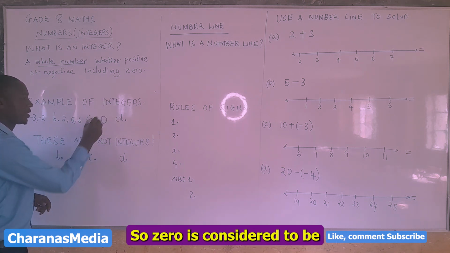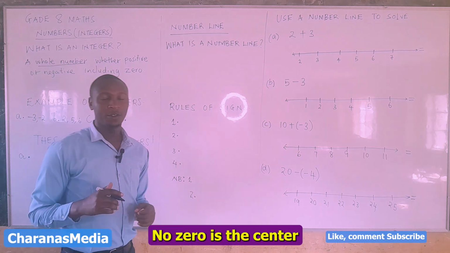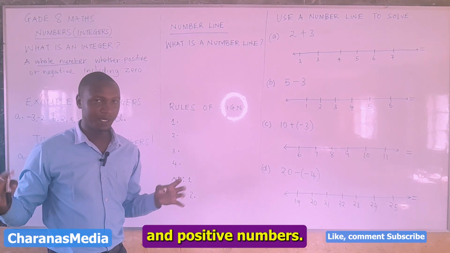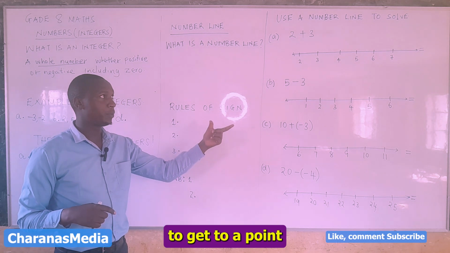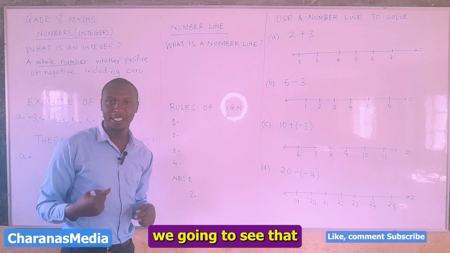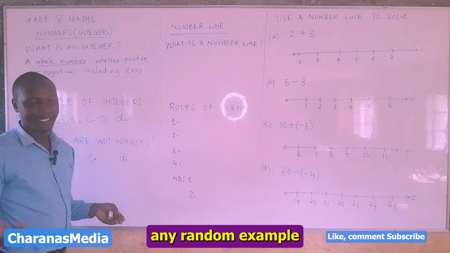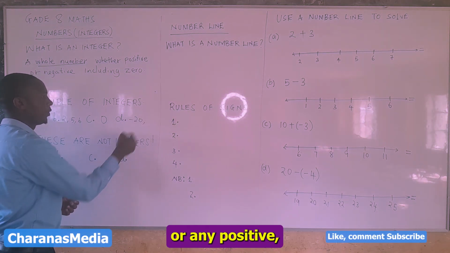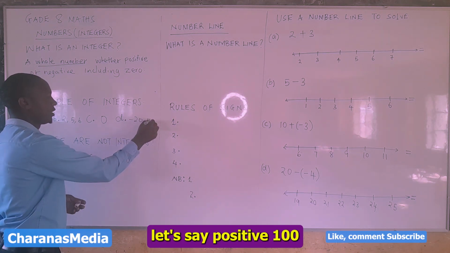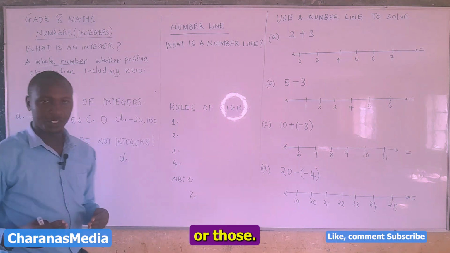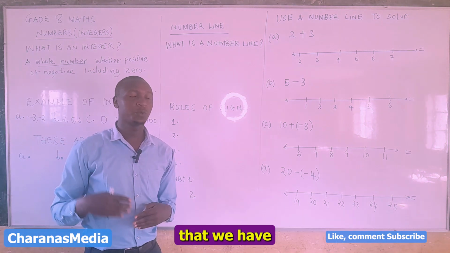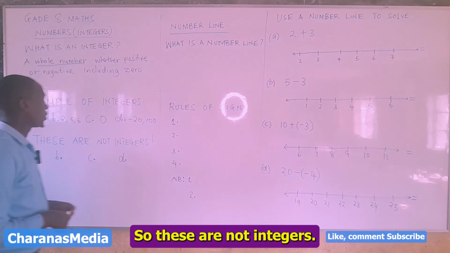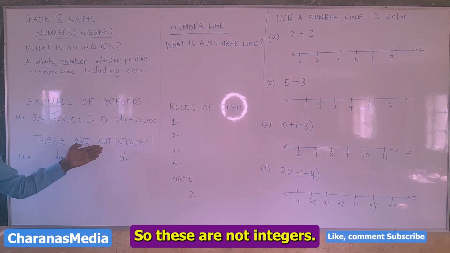So the third example, we're going to take a 0. So 0 is considered to be an integer. 0 is the center of negative and positive numbers. So when we're going to get to a point of drawing a number line, we're going to see that 0 is the center. Any random example, like maybe it can be a negative 20 or any positive, let's say positive 100, all those. So this is just to show you that we have unlimited number of integers that exist.